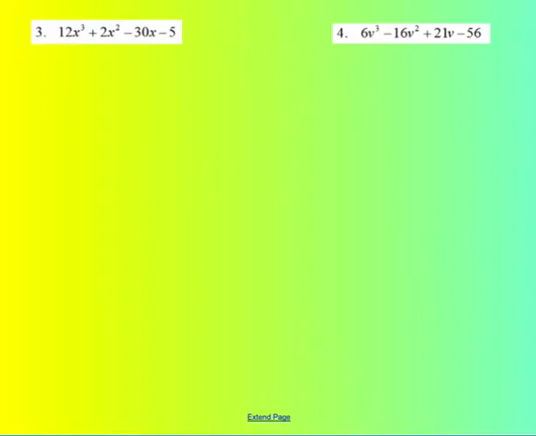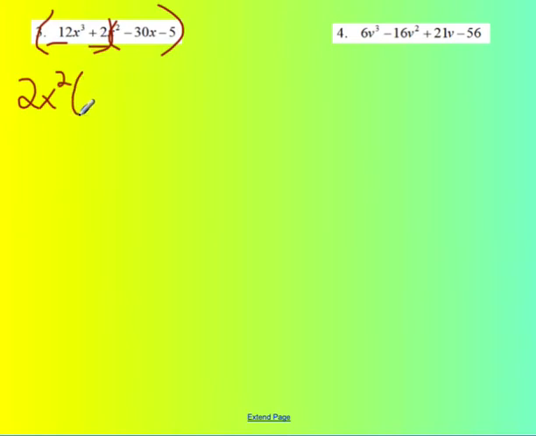Next, let's go ahead and take a look at number 3. So again, we're going to create our two groups. Between 12 and 2, I can only divide out a 2. And I have 3 x's and I have 2 x's, so I can divide x squared out of each term. So basically, I'm dividing each of those terms by 2x squared.